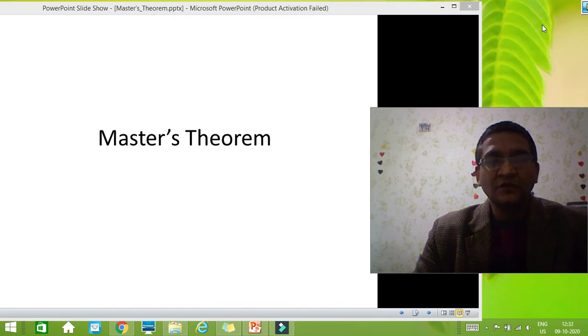Then we have also discussed the recursive tree. It's a very fast approach to get the running time. Then we have Master theorem. It is the most popular method of evaluating the running time.